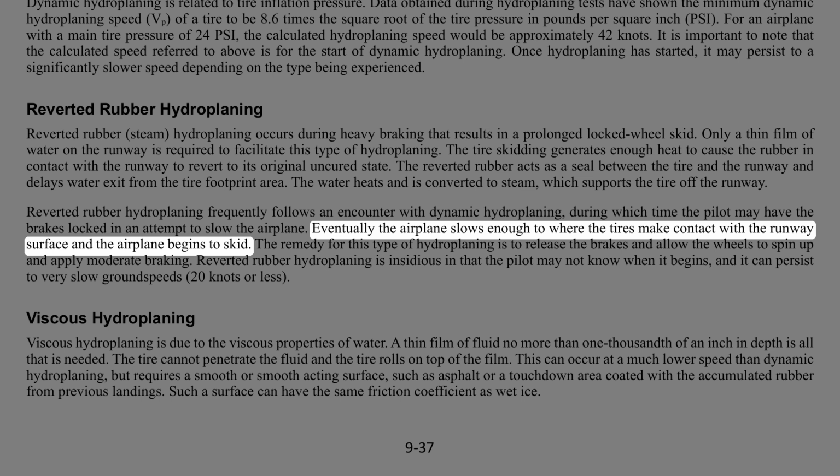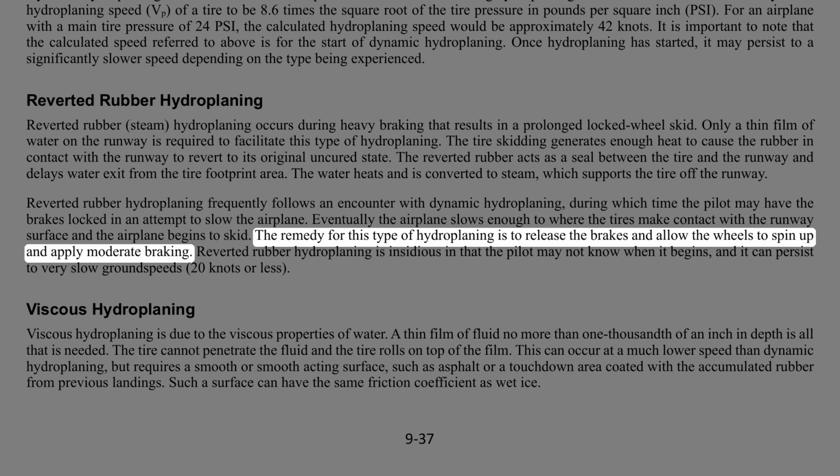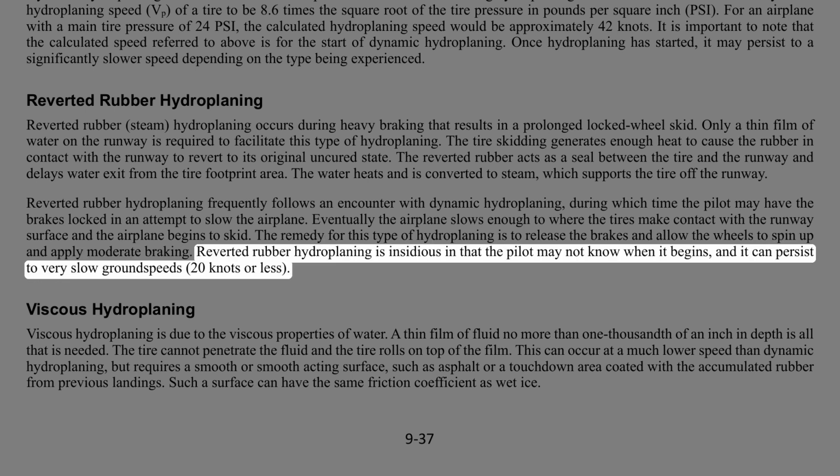Eventually, the airplane slows enough to where the tires make contact with the runway surface and the airplane begins to skid. The remedy for this type of hydroplaning is to release the brakes and allow the wheels to spin up and apply moderate braking. Reverted rubber hydroplaning is insidious in that the pilot may not know when it begins, and it can persist to very slow ground speeds, 20 knots or less.